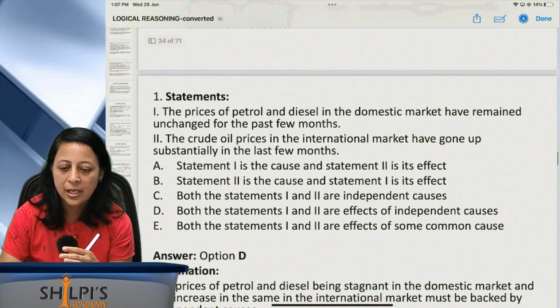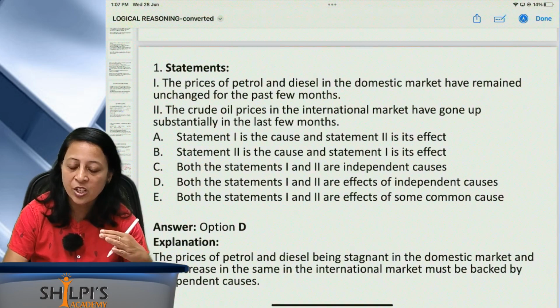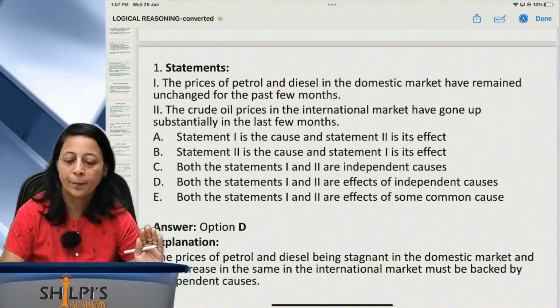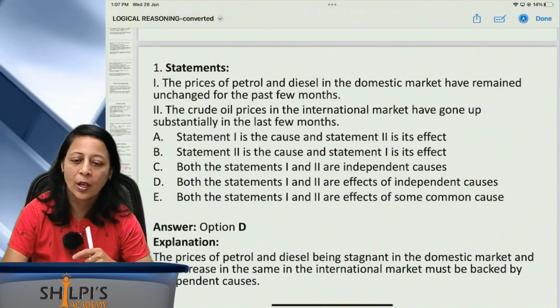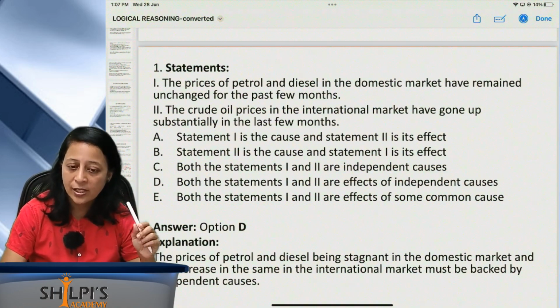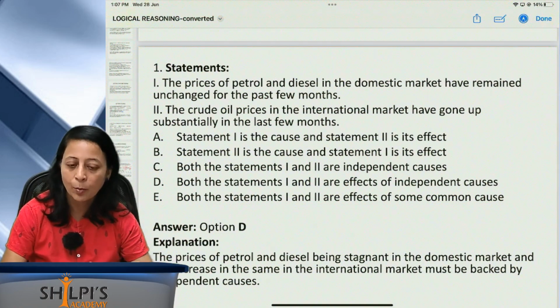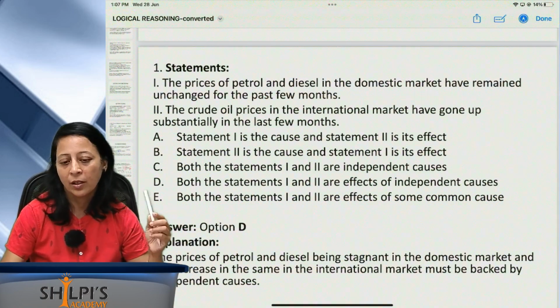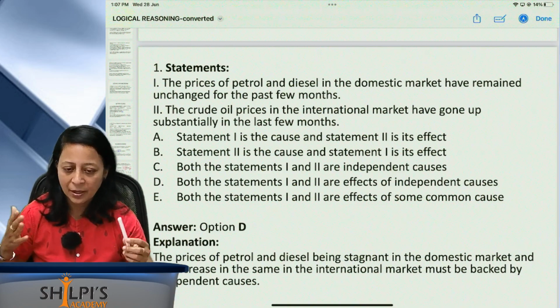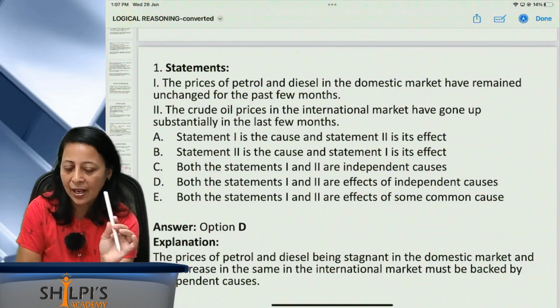Okay. Statement 1 here: the price of the petrol and the diesel in the domestic market have remained unchanged for the past few months. Okay, it's a statement. Second statement says that the crude oil prices in the international market have gone up substantially in the last few months. Okay, you have to just find out whether statements 1 and 2 are related to each other and whether statement 1 is the cause and 2 is the effect, or statement 2 is the cause and 1 is the effect, or both are independent. Is there any cause? You have to find out the relationship between these two. Okay, read it well and understand well.